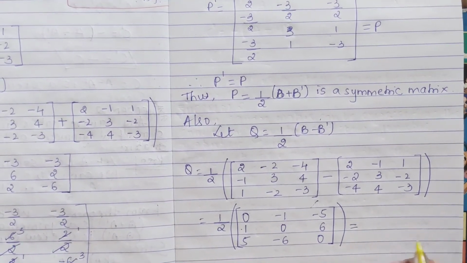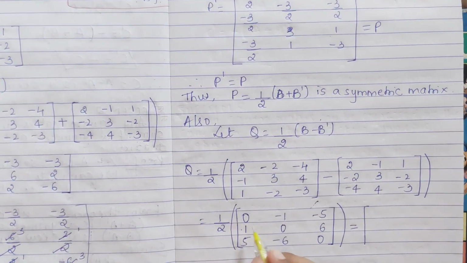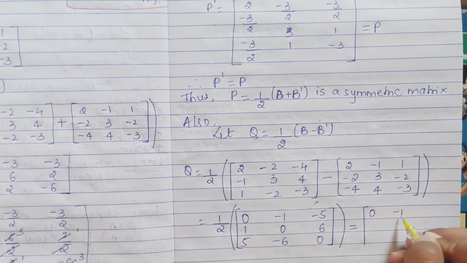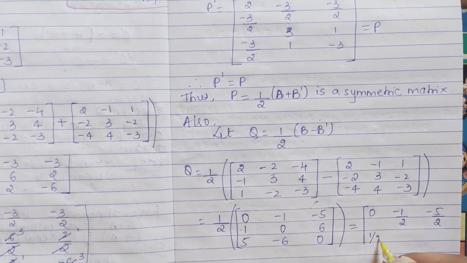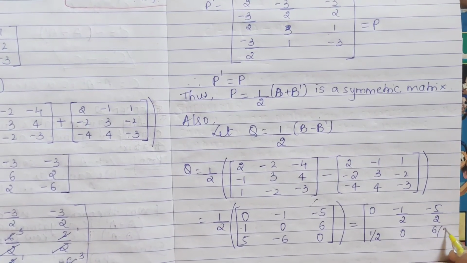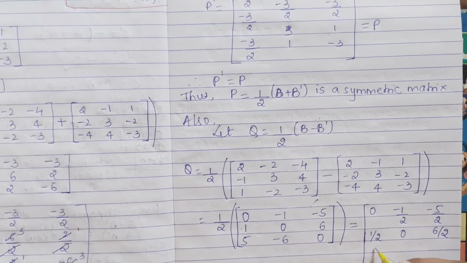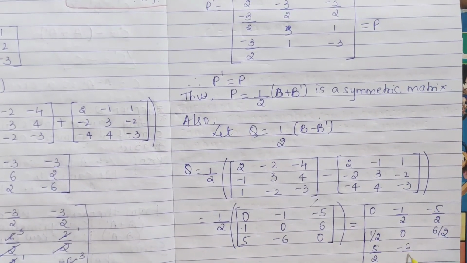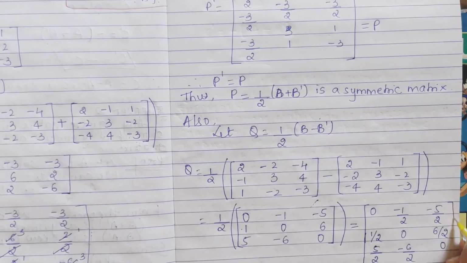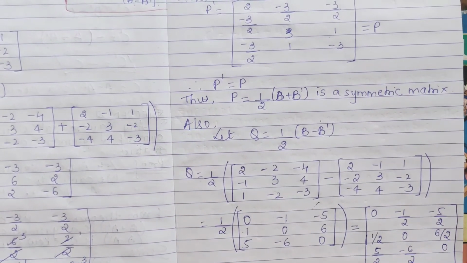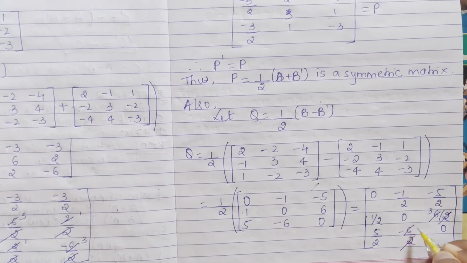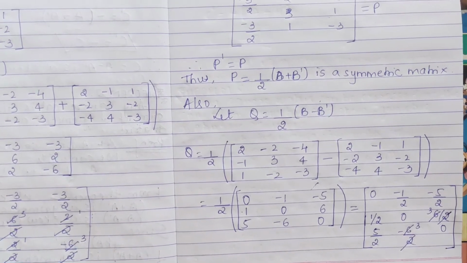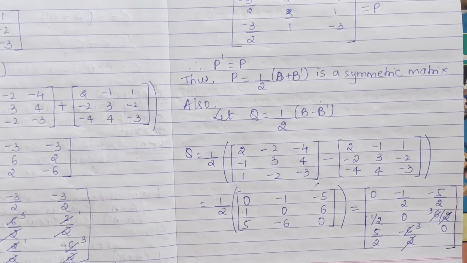So if you do, how will you get it? 0 by 2 is 0. Here you will have minus 1 by 2, minus 5 by 2. Next is 1 by 2, 0, 6 by 2. And later 5 by 2, minus 6 by 2, and you have 0. So when you multiply like this, you get the entries. Now write this Q matrix properly. So you have got Q.